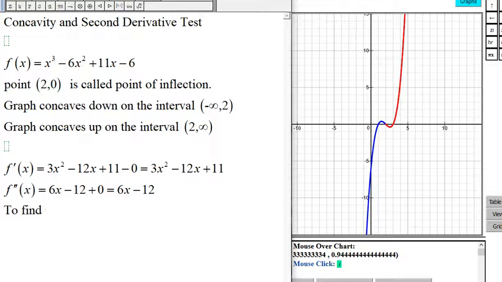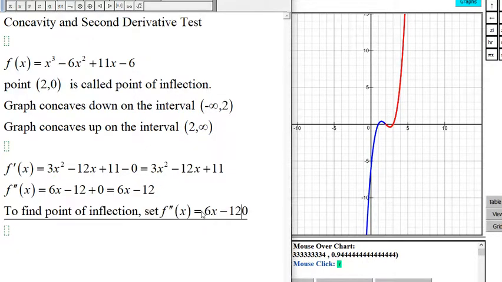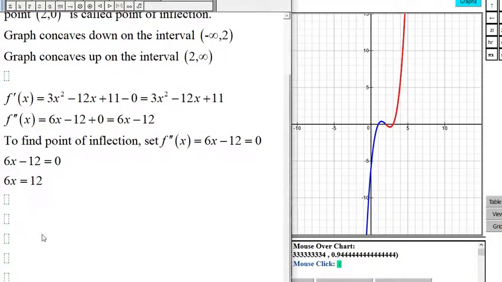And now to find the point of inflection, set the second derivative equal to 0. And so we have 6x minus 12 equal to 0. Add 12 to both sides, then we get 6x is equal to 12. Divide both sides by 6, and we get x to be 2.